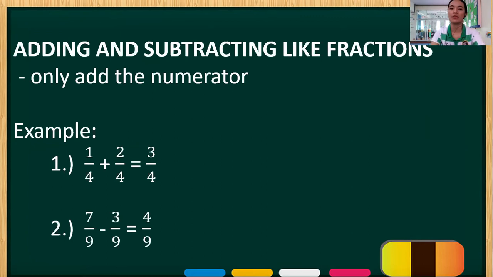Next, number 2. 7 over 9 minus 3 over 9. Our numerators are 7 and 3. So 7 minus 3 equals 4. Our final answer is 4 over 9.